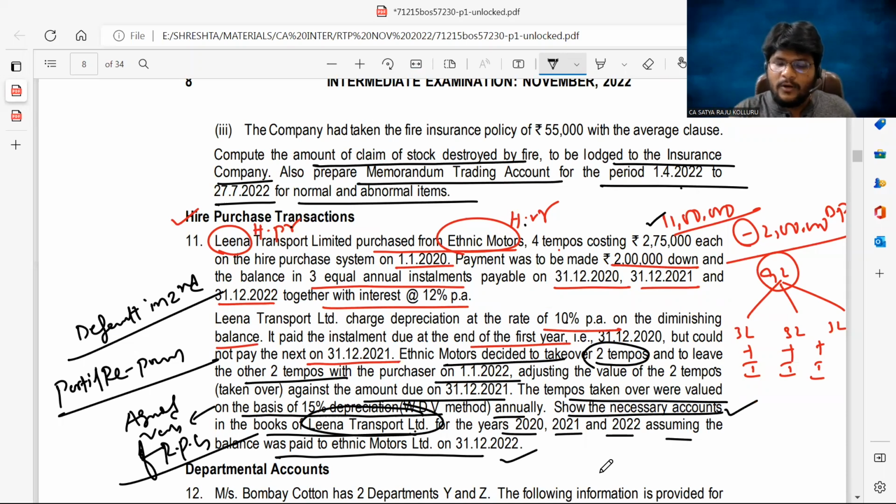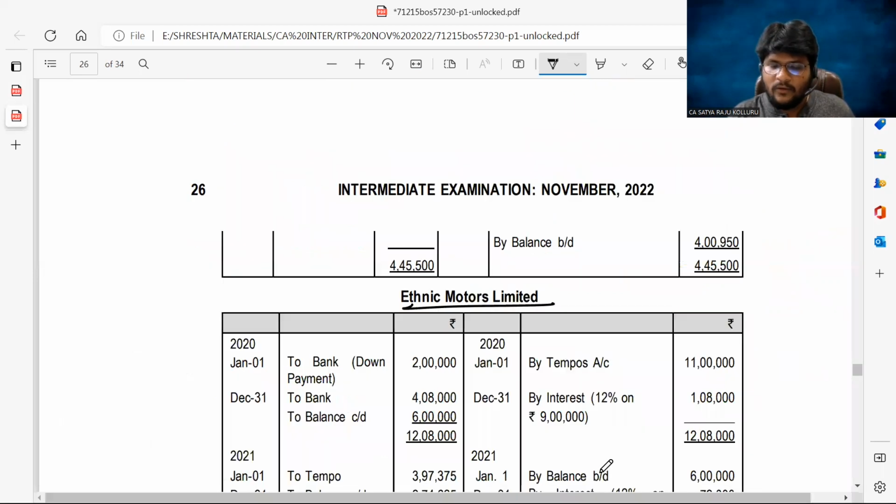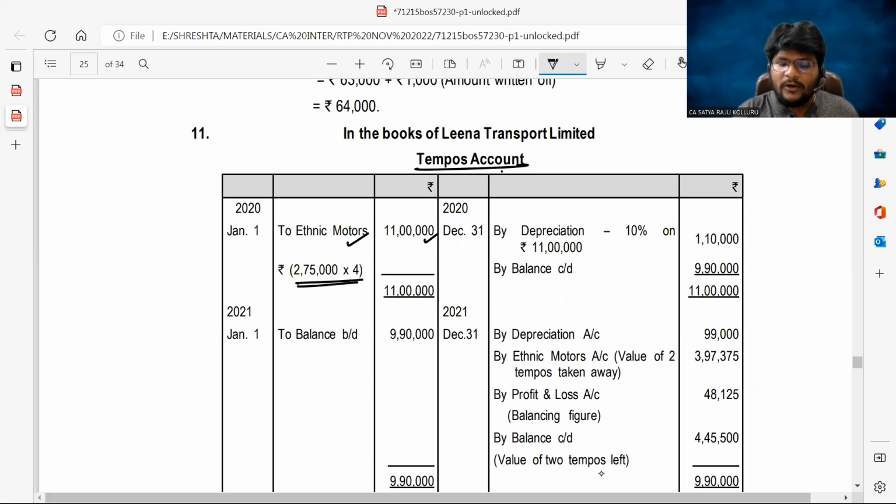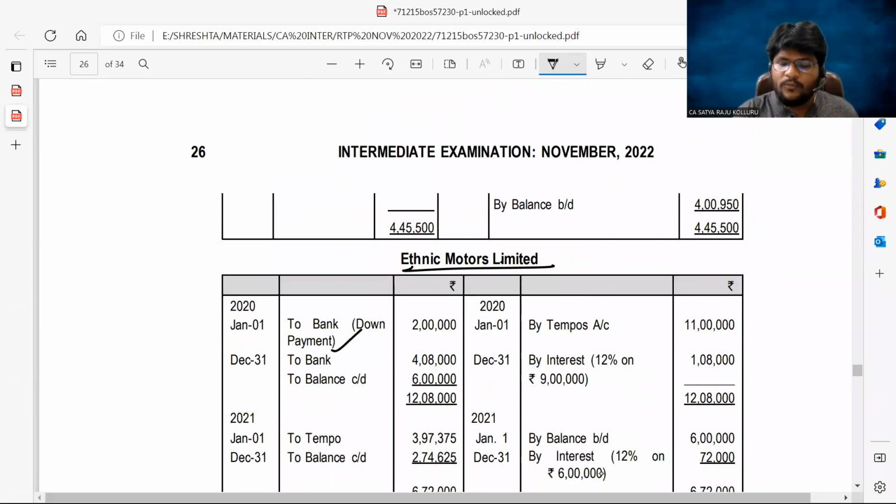Now we can start the problem from 1/1/2020. At the time of purchase of the hire purchase asset, what is the journal entry, guys? Tempos account debtor to Ethnic Motors account, at the cash price of 2,75,000 multiplied with 4, which is 11 lakhs. Then after recording this entry, immediately we will pay the down payment. Whenever you are making the down payment, then Ethnic Motors to bank, down payment.